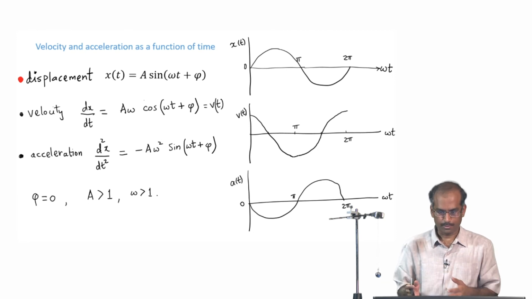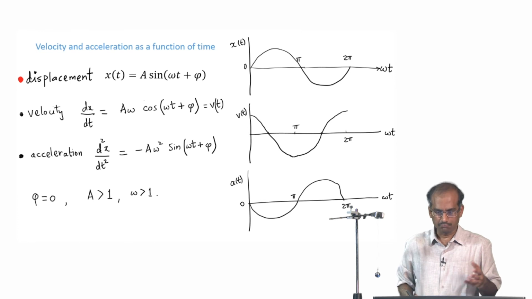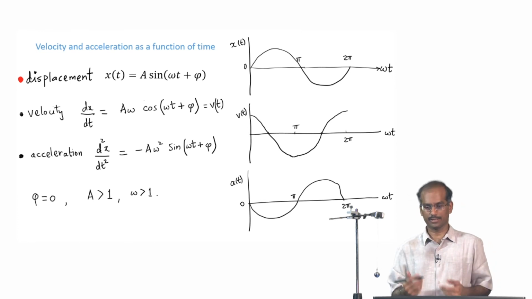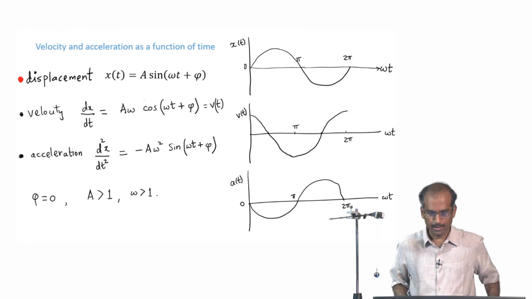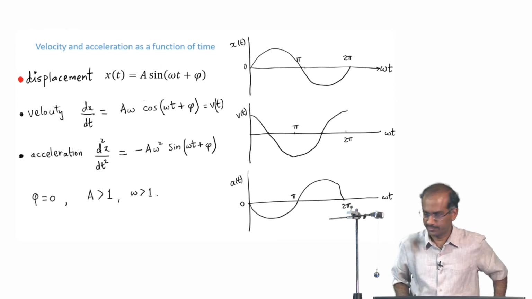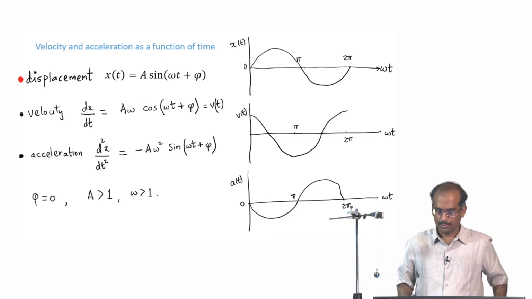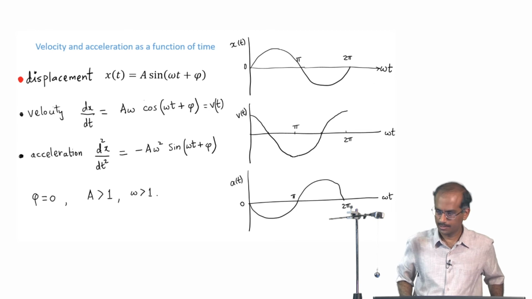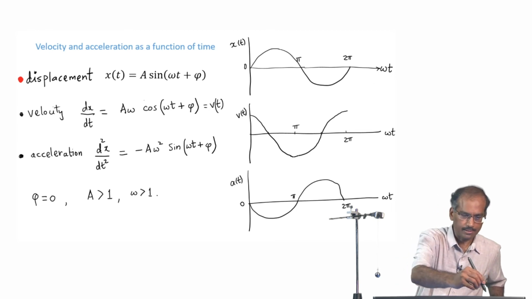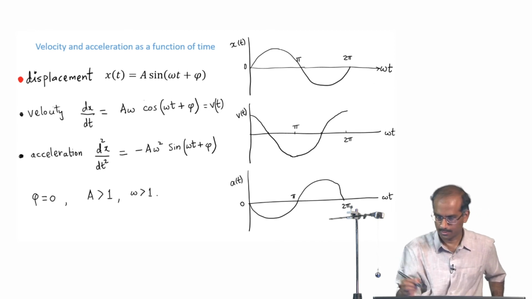So, I have sketched displacement, velocity and acceleration as a function of time. So, let us see what they physically tell us. So, the first thing to notice is that at the point where, say, the displacement is a maxima, that is precisely the point where the velocity is a minima, this point here.